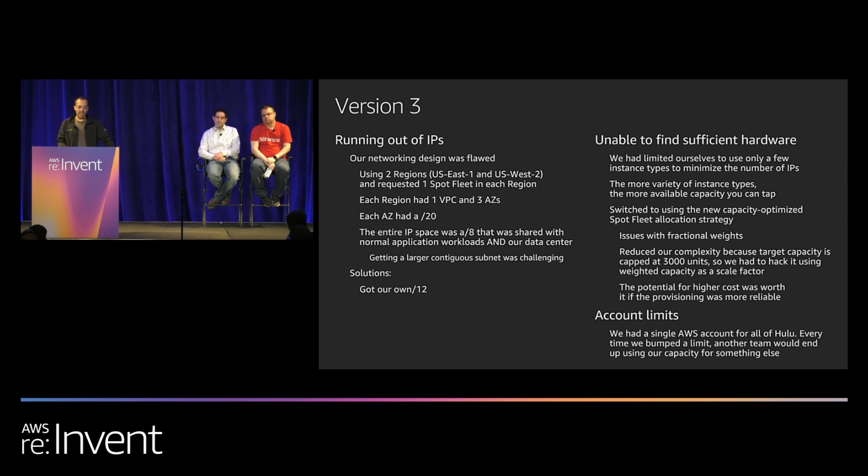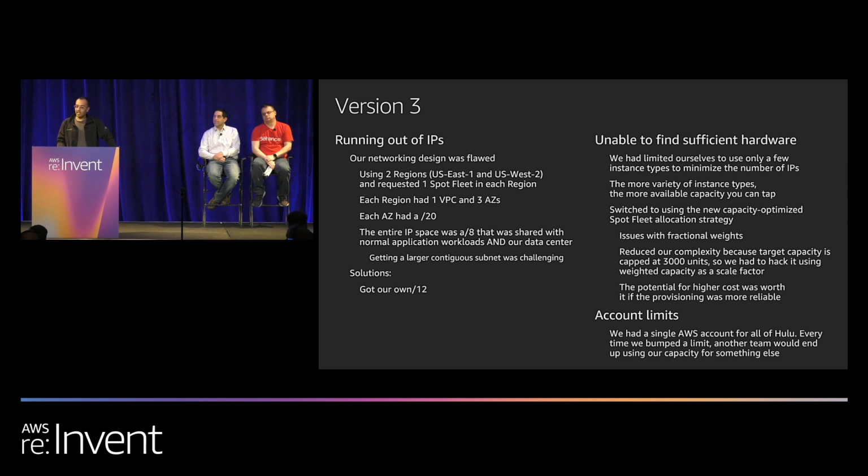The second problem that we had is that we were unable to find sufficient hardware. And this was partly due to our own fault again with the first issue, where we kept running out of IPs because we were trying to reuse this space. Because we had such a limited number of IPs, we were using very few instance types. We were trying to be as beefy as possible. And in general, when you're using EC2 Spot, it's a good idea to use as many different instance types as possible, because that just means more available capacity. So when we solved the first issue, that got us maybe a 20% bump.